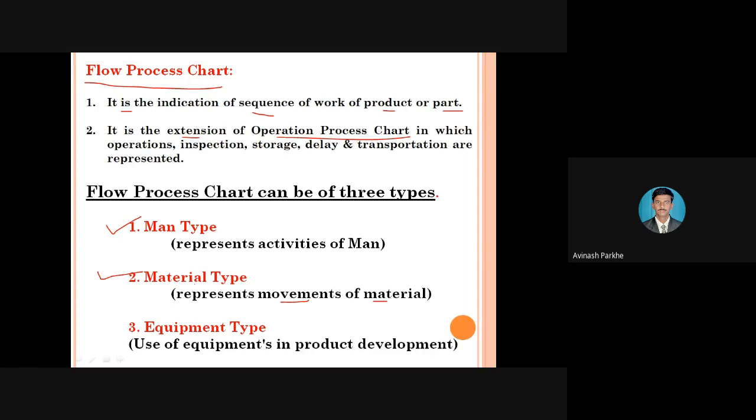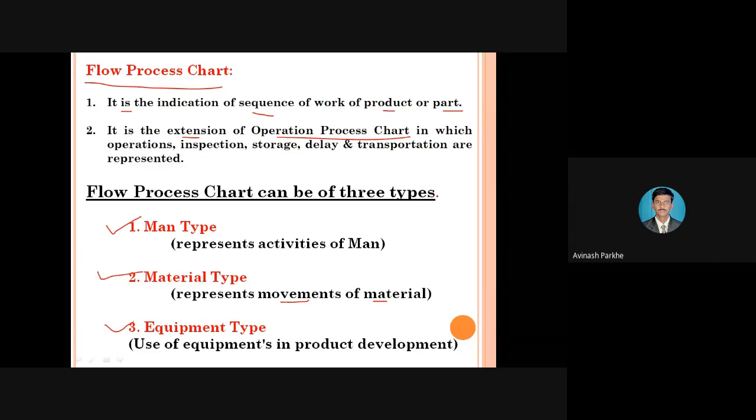Again, if it is moving to the third machine, fourth machine, sixth machine, whatever number of movements are carried out on that material, all those material movements are represented in the form of the second type, that is the material type of flow process chart.